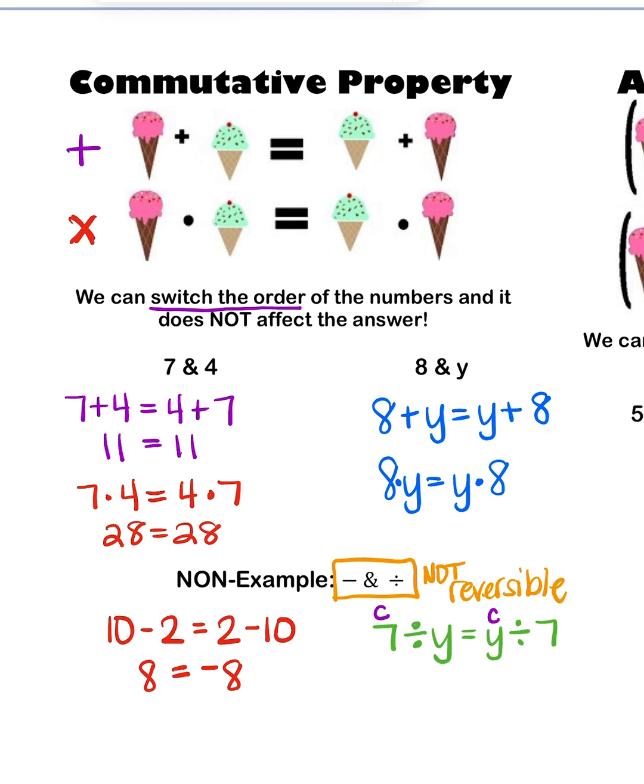Okay, so the commutative property says that we can switch the order. Totally reversible is the commutative property. So again, commutative is add or multiply, which is reversible. We can switch our order.